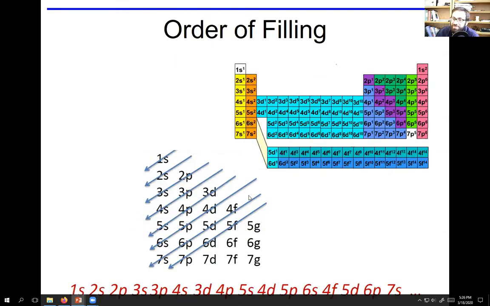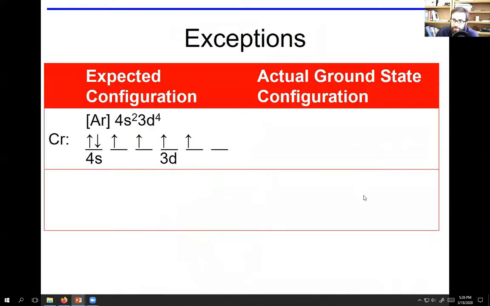Order of filling. This is a mnemonic that some people use to memorize this 1s, 2s, 2p, 3s business. They do this thing with arrows and write it out. I don't use this. I just use the shape of the periodic table, and that's what I suggest you do. I think it's a lot easier. You can see the S block is 2 wide, the P block is 6 wide, the D block is 10 wide, and the F block is 14 wide. Since you're getting the periodic table on the exam, you can do this. Just use the shape.